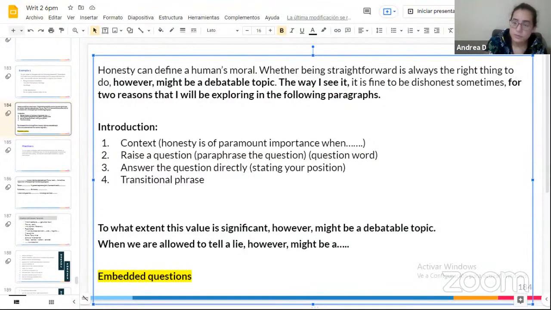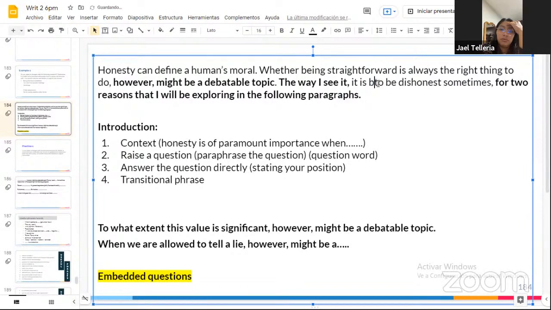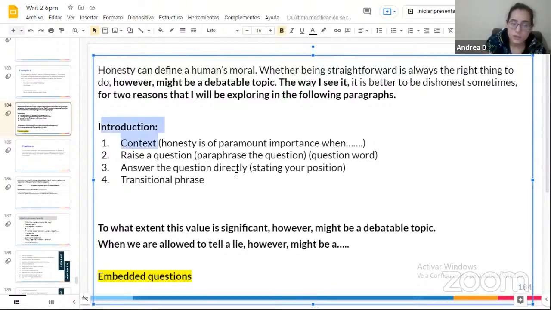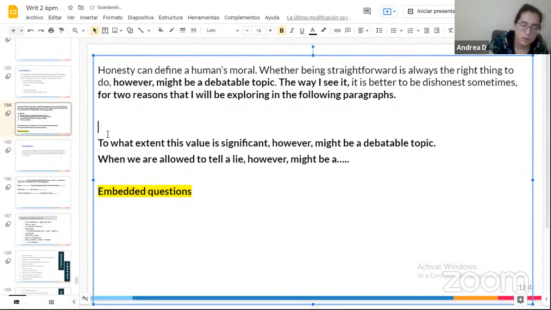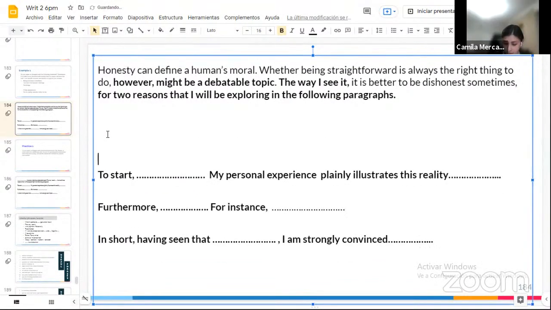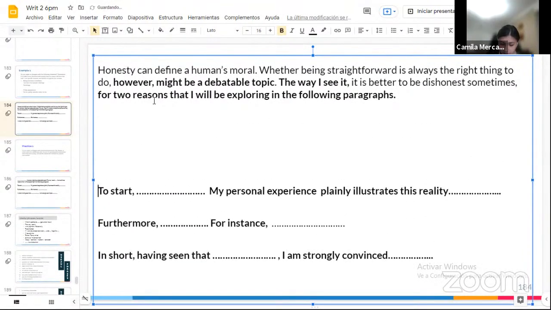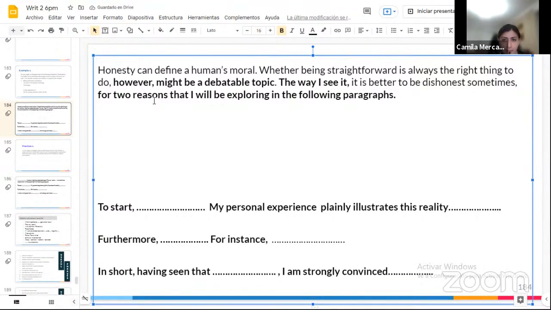Yes? Maybe we can change the fine with better, because it sounds better. It is better to be dishonest sometimes. Okay. Yes, of course, it's better to be dishonest. Okay. So, all right, so that's the introduction. Any questions so far? I have a question with how to paraphrase the question. I cannot understand how we can not do the same.